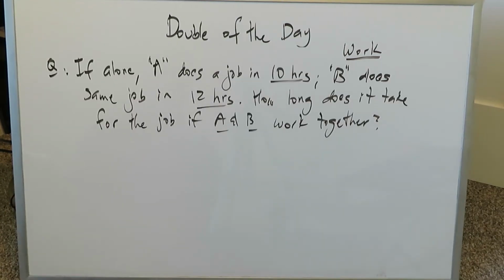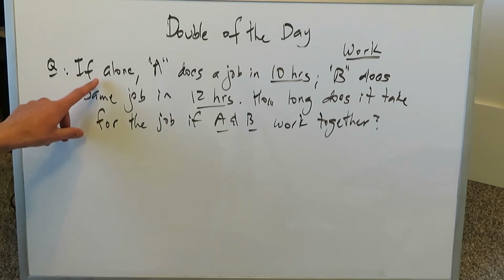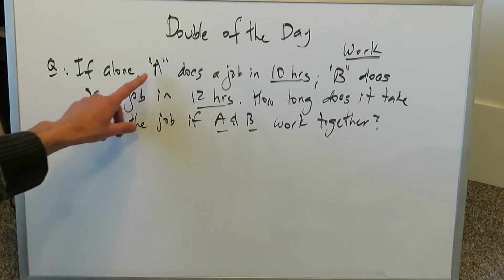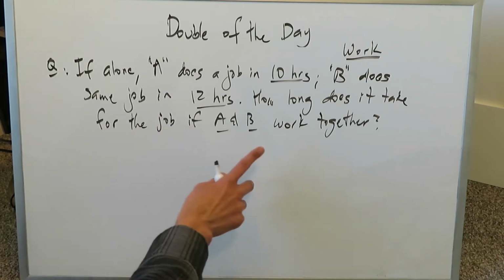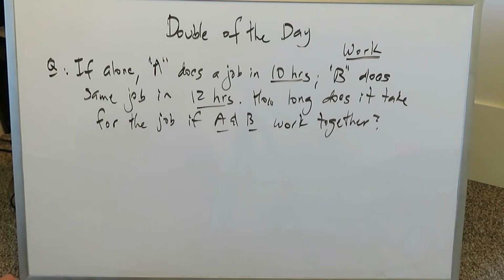Let's look here at the first question of this video. We have a person working alone, a person or an object. If working alone, A does a job in 10 hours. B would do that same job, but it would take 12 hours. How long would it take if both of them were working together to do that same job? How long would that job take? And that's exactly why these are called work problems.